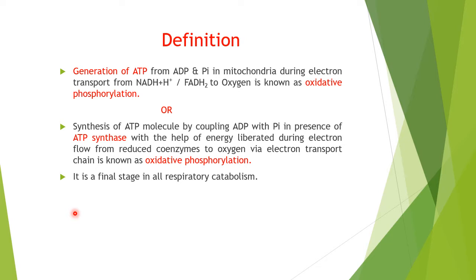By definition, oxidative phosphorylation means generation of ATP from ADP, diphosphate, and inorganic phosphate or pyrophosphate in the presence of mitochondria during electron transport from reduced NADH or FADH2 to oxygen. Or we can also say that it is the synthesis of ATP by coupling ADP with inorganic phosphate in the presence of ATP synthase, with the help of energy liberated during electron flow from reduced coenzymes to oxygen through the electron transport chain, known as oxidative phosphorylation.